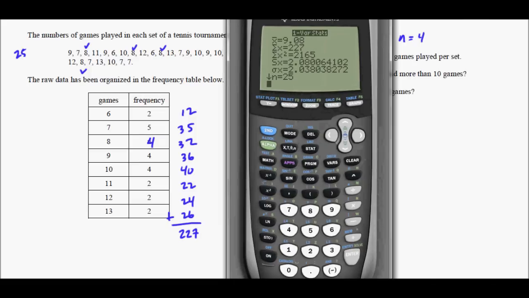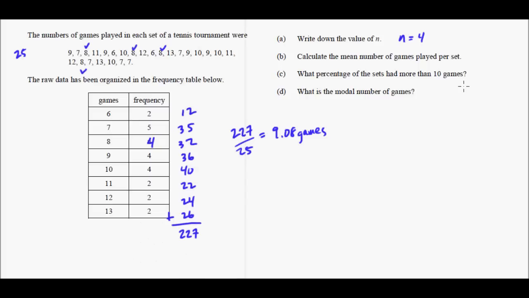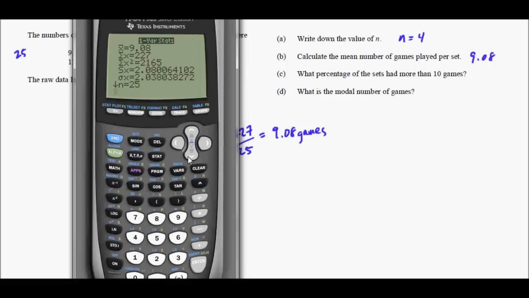So there's 2 ways of doing it. I wanted to show it to you by hand first. But if it doesn't ask you to show that, go straight for the calculator, quite frankly. So 9.08. The rest of the other questions we can just answer by hand. If they want the standard deviation, it would be 2.03. If they wanted the median, it'd be 9. Etc. So you can look at all that data.